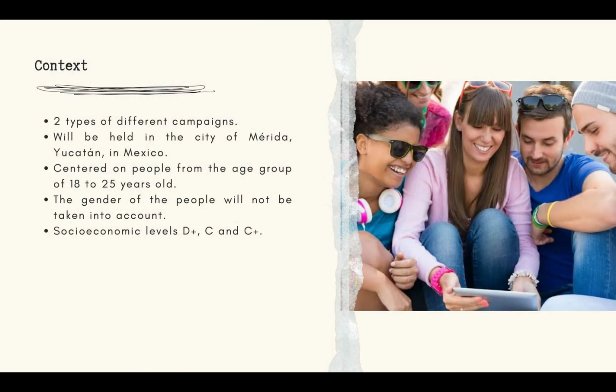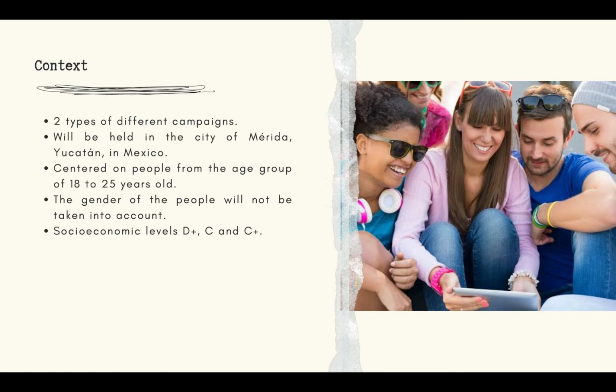The study will analyze two different types of campaigns, one aimed at young people using informal language, and the other aimed at adults using more formal language. The research will be held in the city of Mérida, Yucatan in Mexico, because by focusing on this location, the data will be more accurate and easier to manage.